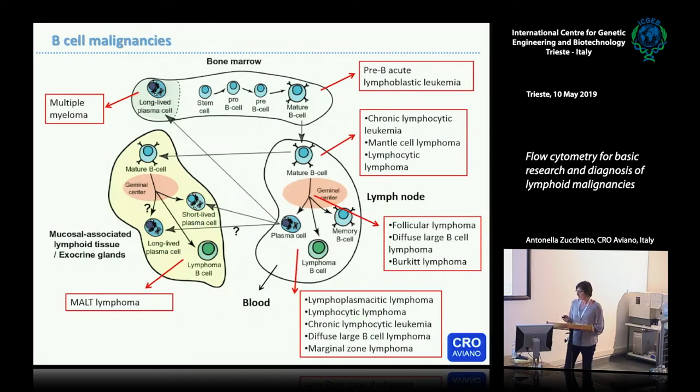So the neoplastic transformation can occur at all these steps of maturation. For example, from neoplastic transformation of immature cells, we have pre-B acute lymphoblastic leukemia, and from naive cells, we can have mantle cell lymphoma, for example, or a subgroup of chronic lymphocytic leukemia. And from neoplastic transformation of plasma cells, we have multiple myeloma and so on.